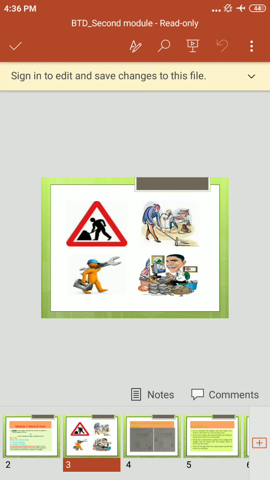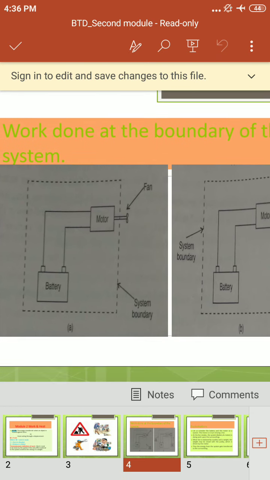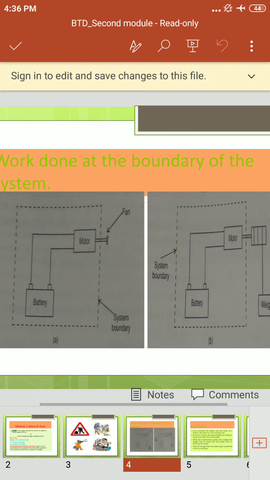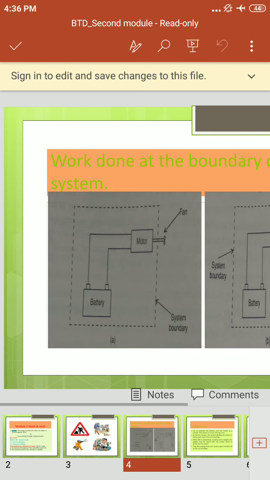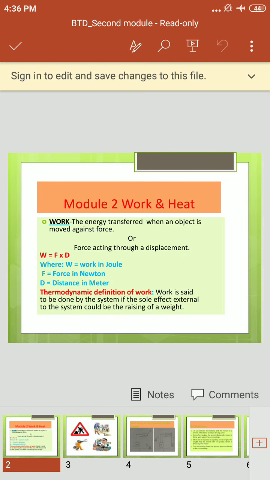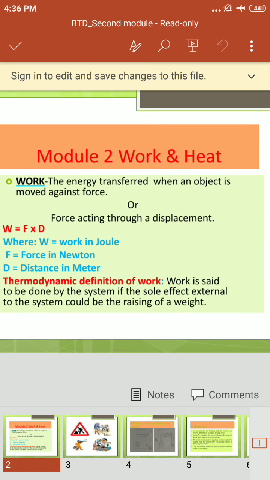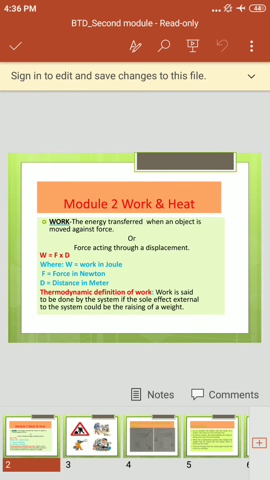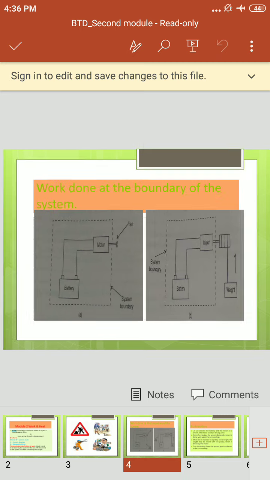The definition of work is here. See here, the thermodynamic definition of work explanation. Listen here. Why do we call it this definition? The definition means work is said to be done by the system if the sole effect external to the system could be rising of the weight. The definition is here. Listen here.